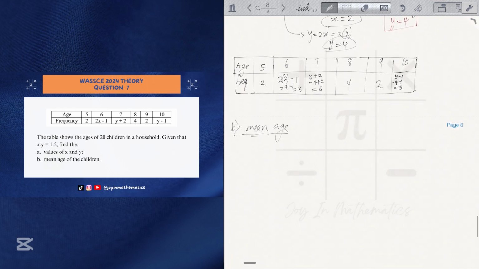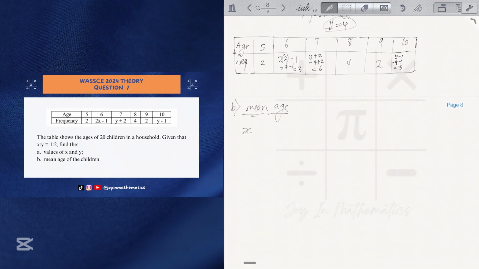So the mean age now will be equals to x bar, and it will be an expression of summation f of x divided by summation f. So we know that summation f in the question is equals to 20. So all we just have to do is to find summation f of x. Summation f of x is simply multiplying the age by the frequency. So this means we'll have 5 multiplied by 2, 6 multiplied by 3, plus 6 multiplied by 3, 7 multiplied by 6.